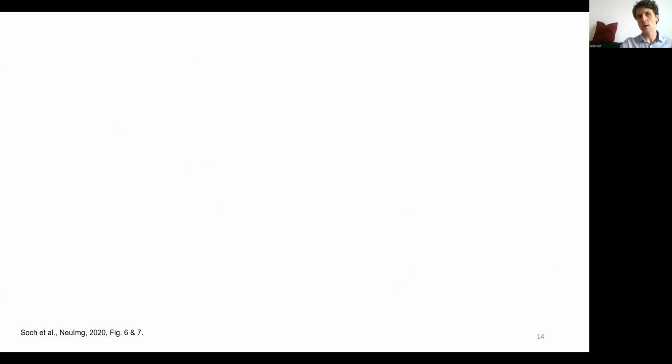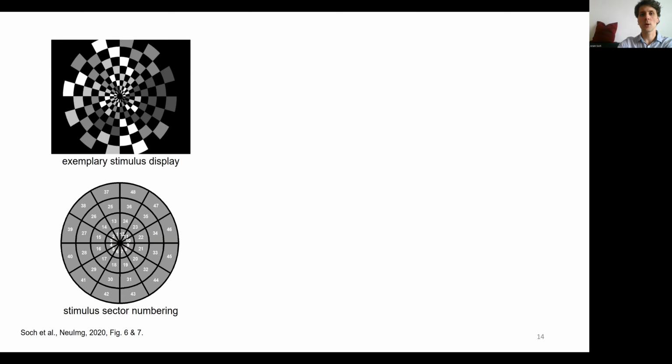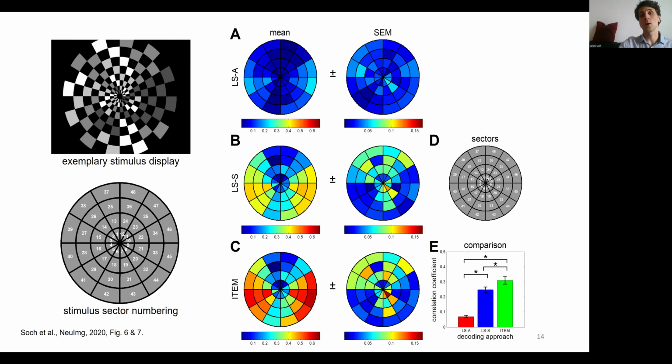About 10 years later, we then took this dataset again and used it for visual reconstruction analyses. Here the focus was especially to compare 3 methods of trial-wise parameter estimation, which are called least squares all, least squares separate, and inverse transformed encoding models, or ITEM in short. Here we could show that ITEM was significantly more accurate in reconstructing the individual sectors' contrast levels from fMRI activity in primary visual cortex.